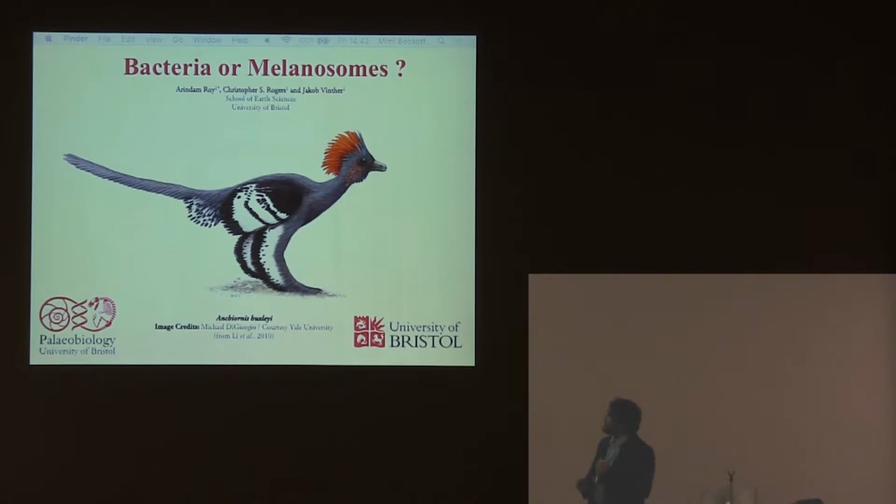Melanosomes or bacteria? In the morning they had already defined melanosomes, but I'm just going to run the definition once more. These are tiny rod-shaped or spherical-shaped structures which impart color to a variety of vertebrate integuments. They are also important contributors to the avian color gamut.